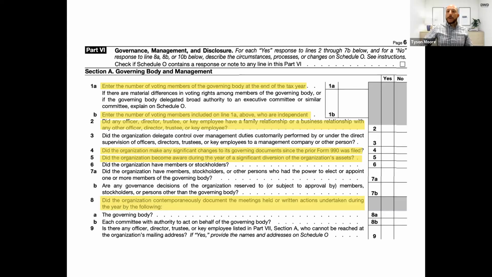The next question I want to point out is number 8. Did the organization contemporaneously document the meetings held or written actions undertaken during the year by governing board and each committee? So written board minutes are really important. And if you're not doing those already, I would highly recommend that you start. So not only for your board, but also for your committees, specifically the governance, executive, and finance committees. Those are the ones that are making decisions that are going to be brought to the board for approval. We want to make sure that you're keeping written minutes and that you're maintaining those in perpetuity.